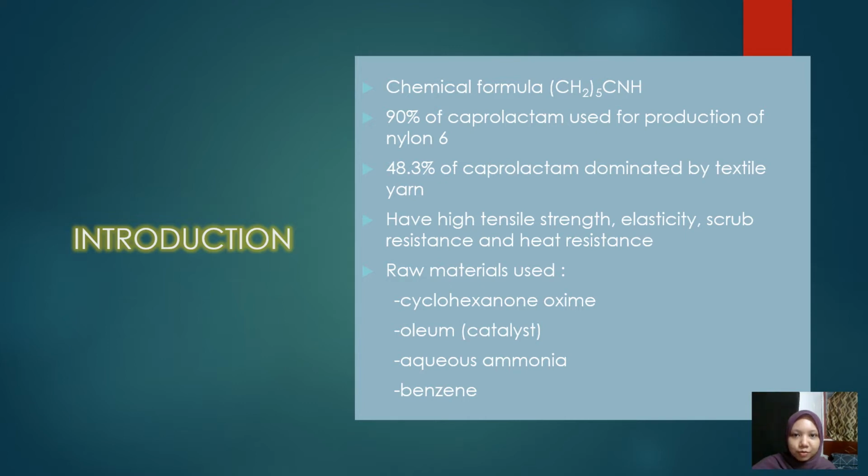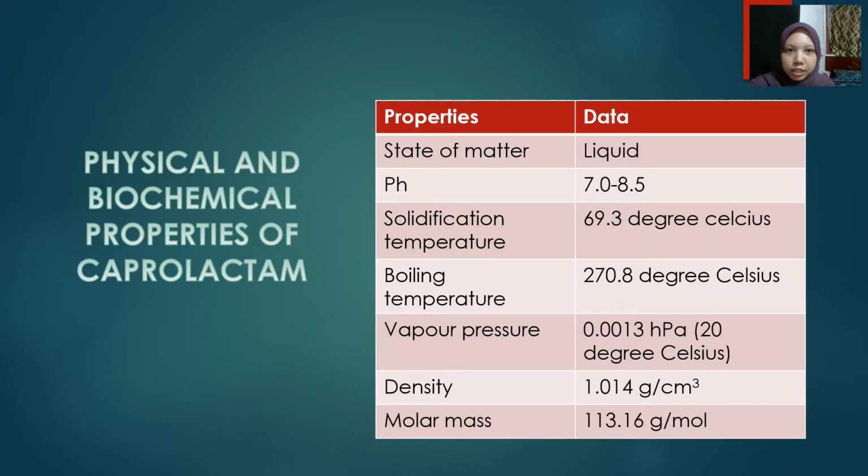Caprolactam is synthesized from cyclohexanol, which first will be converted to its oxime and then treated with acid to induce Beckmann rearrangement forming caprolactam. These are some physical and biochemical properties of caprolactam.